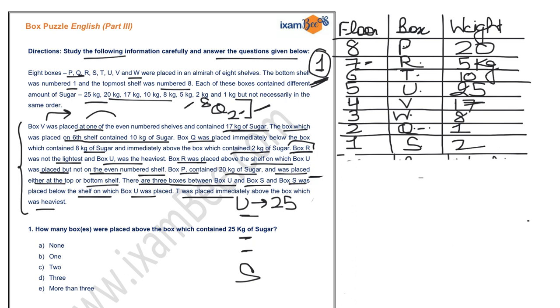You can now answer any number of questions based on this particular arrangement. Now in the first question it is given how many boxes were placed above the box which contains 25 kg of sugar. Now box U contained 25 kg of sugar and there are 3 boxes above your box U. So the correct answer for this particular question is option number D, that is 3.